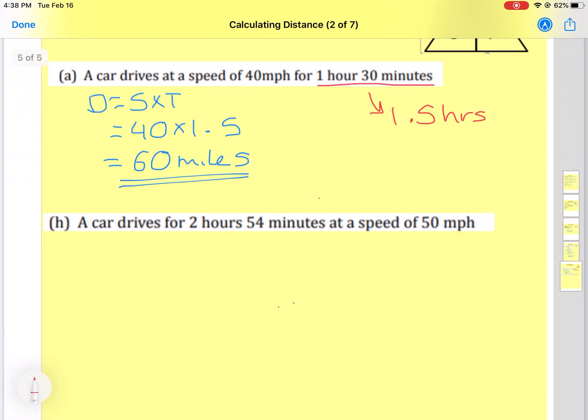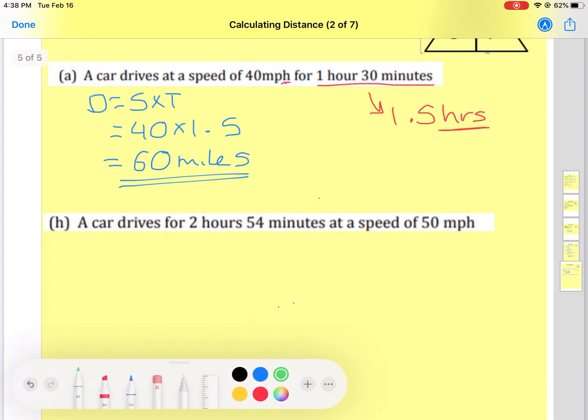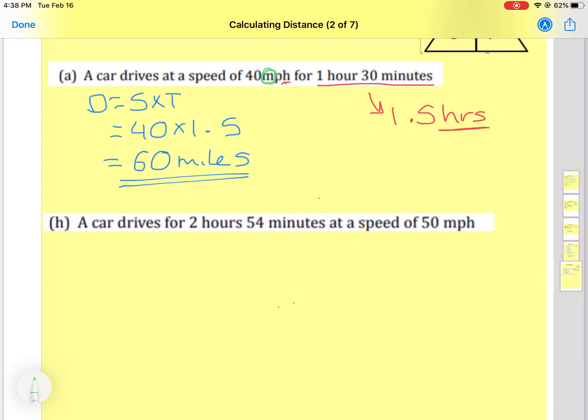Now we've got hour calculations here and hours calculations here. That's why we can just times those two numbers together. Once we've got the decimal, we can just times it by the 40. The miles comes from the notation in the speed units. It's miles per hour, so therefore our distance is measured in miles.